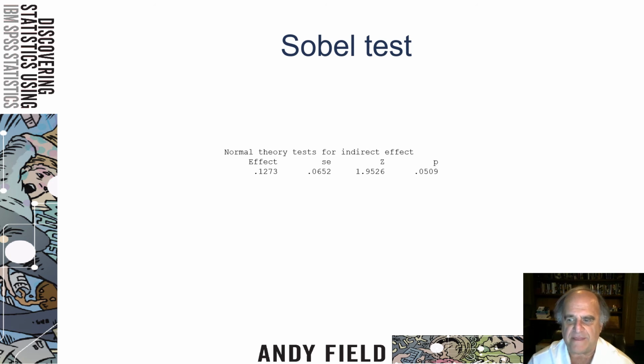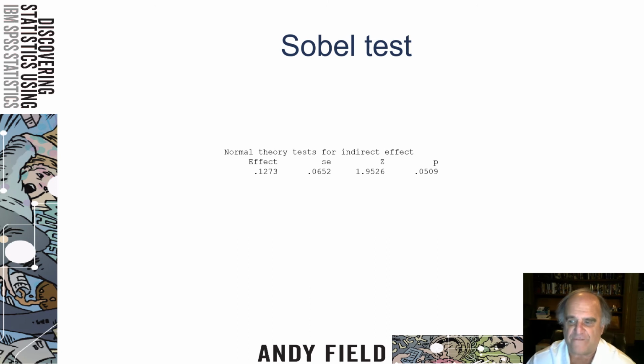Okay, at this point in the output, Field gives you the Sobel test. It's the normal theory test for the effect, and you can see the effect size matches 0.1273. In this case, though, it's actually not significant. It's 0.0509. Is that significant or not? This could be an interesting debate. Debate it among yourselves or in your own head.